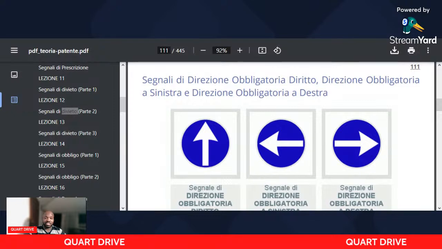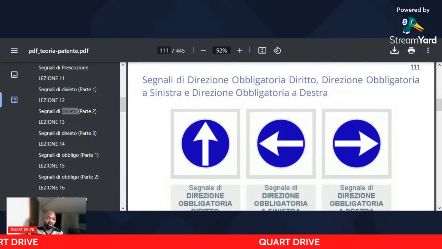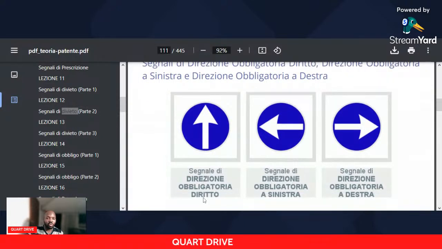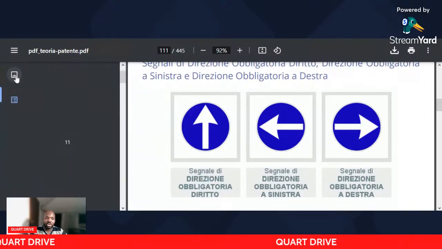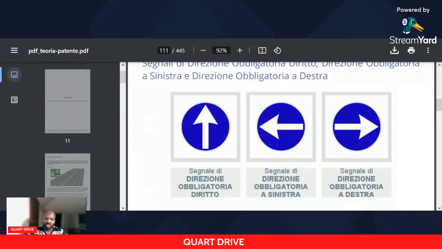Whenever you see this sign, first of all, have it in mind that if it is a straight road that you are on and you see such a sign, there's no way that you can go to the left side or to the right side. So this first sign among these three signs is segnale di direzione obbligatoria dritto. That means you are allowed to go directly straight. You are no more going to take your left or right hand direction.